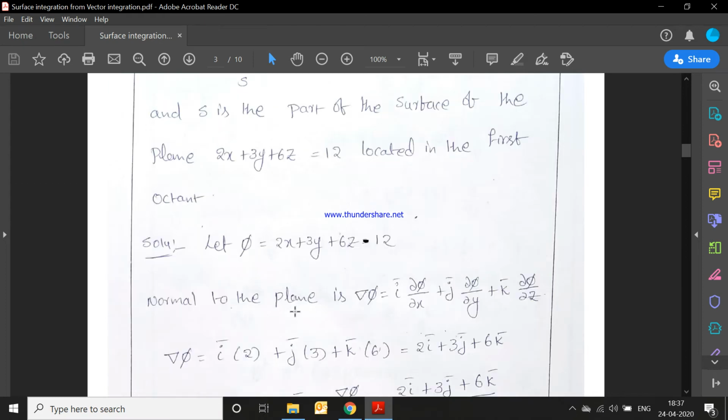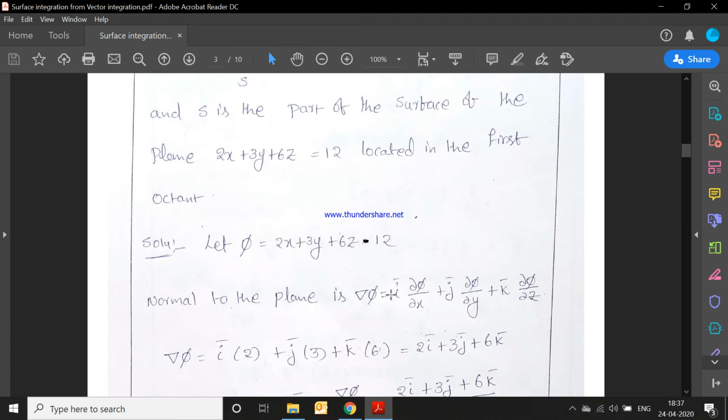So how do we find the normal to the plane? We have a formula: del phi, the gradient of phi, is a normal to the given plane. So first find del phi. Del phi equals i bar dou phi by dou x plus j bar dou phi by dou y plus k bar dou phi by dou z.